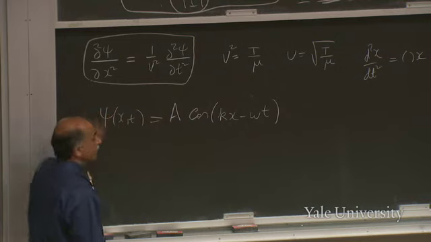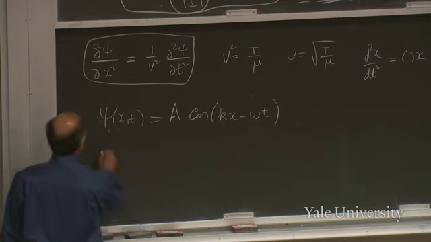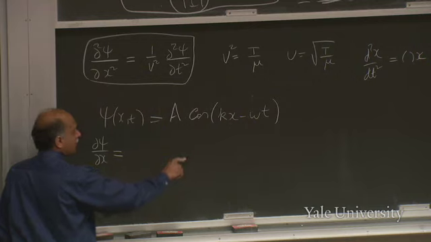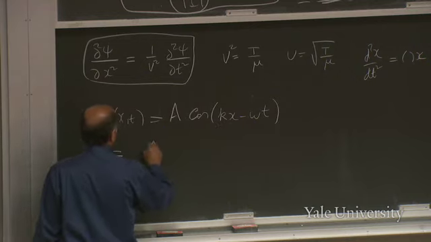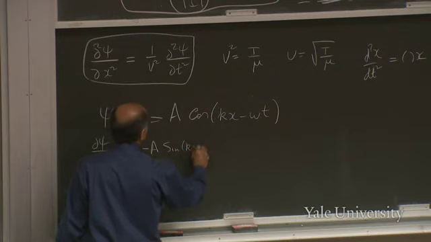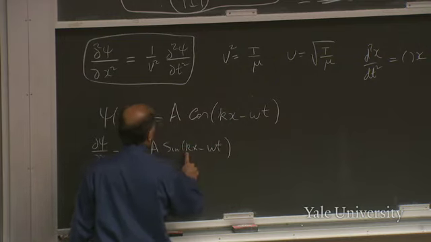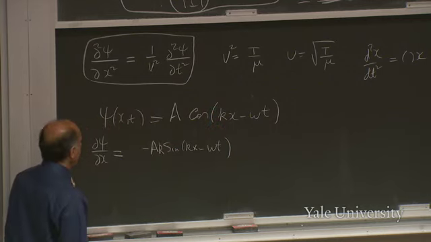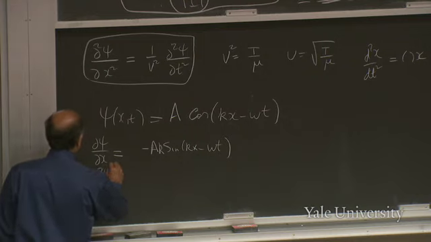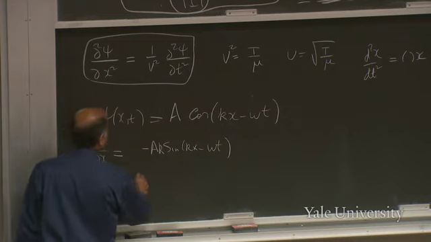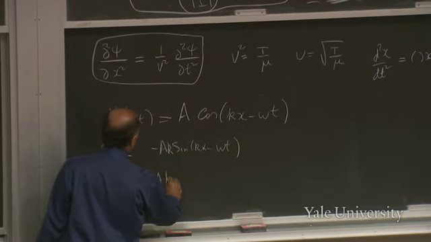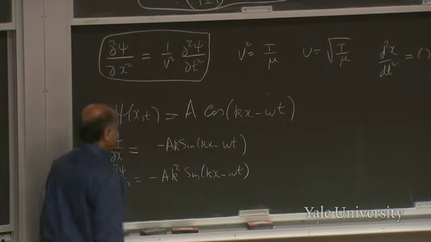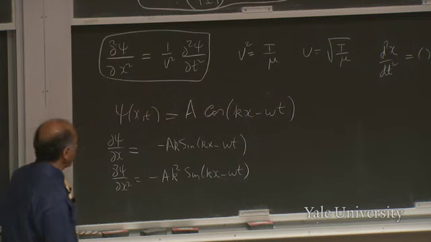So let's take d psi dx. What happens when you take d psi dx? When you take a partial derivative in x, it says forget about time, treat x as the only variable. Then you will get minus a sine of kx minus omega t, times the derivative of what's inside the argument, which happens to be k. Now if you differentiate the second time, d2 psi dx squared, you do the whole thing again, and you'll get minus a k squared cosine of kx minus omega t. I'm sorry. Yes, thank you.